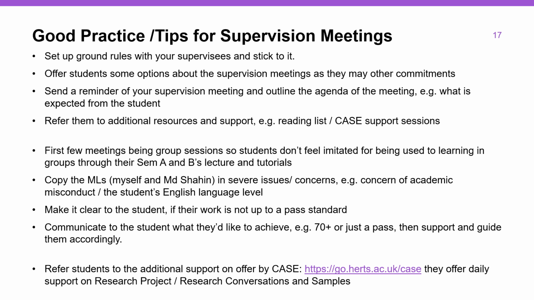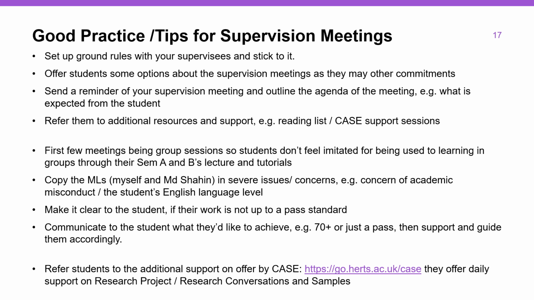Later on in your supervision process, please do make it clear to the students if you feel their work is not up to a pass standard, and guide them on how they can achieve good merit in the work, and also communicate to students what they'd like to achieve. For example, have an understanding of the students' overall performance in their semester A and semester B modules, and see what they'd like to achieve for their final 60 credit module.